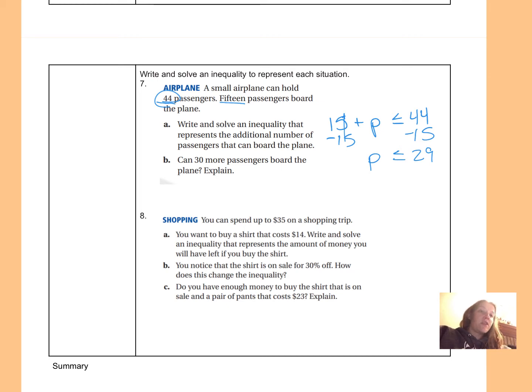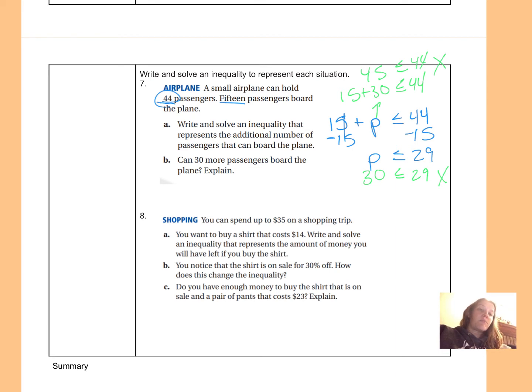So can 30 passengers board the plane? Well, I can plug it in one of two places. So we can plug it in here and make it easy. 30 is less than or equal to 29. No. We could have also plugged it in here. So 15 plus 30, is that less than or equal to 44? That'd be 45. 45 is not less than or equal to 44. So either way you want to plug it in, it's not going to be a true statement.